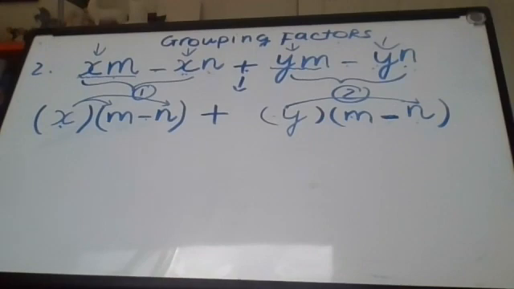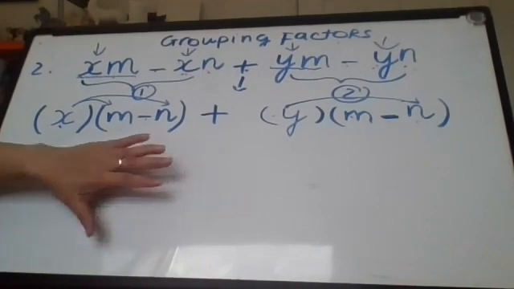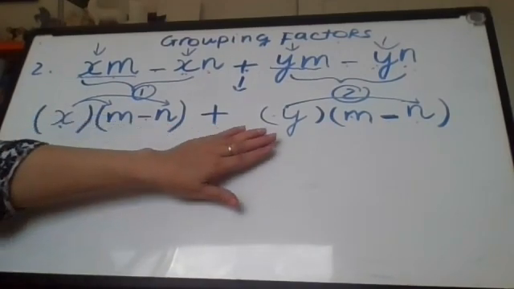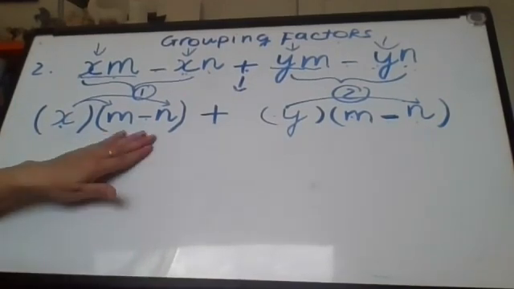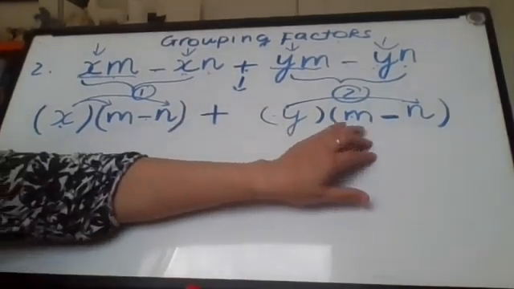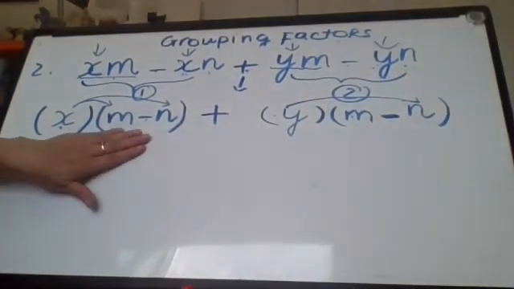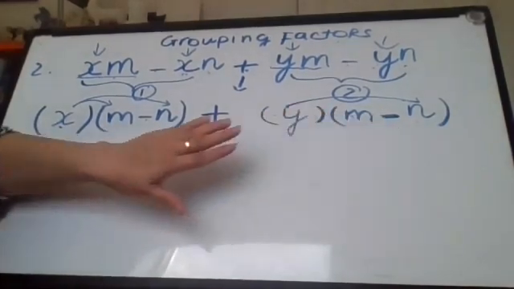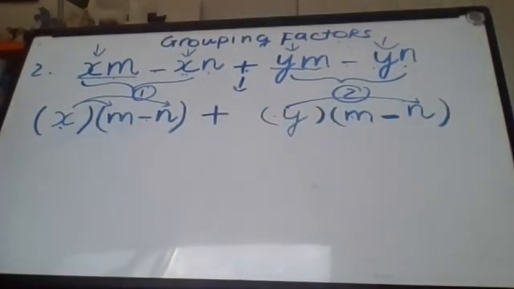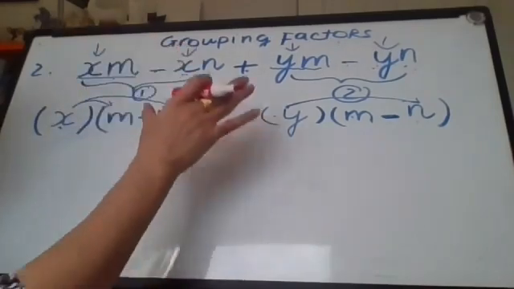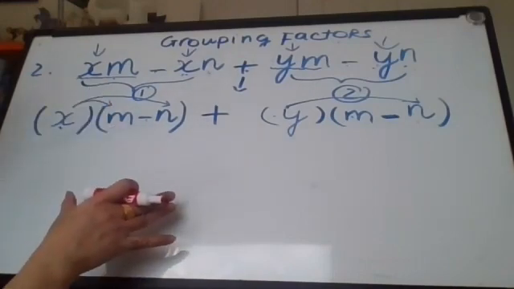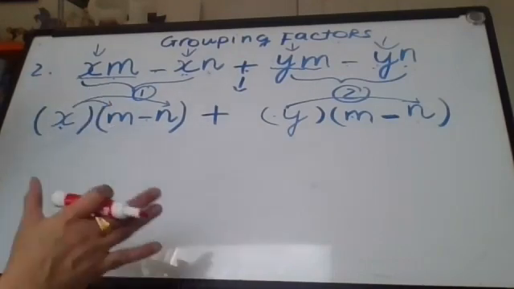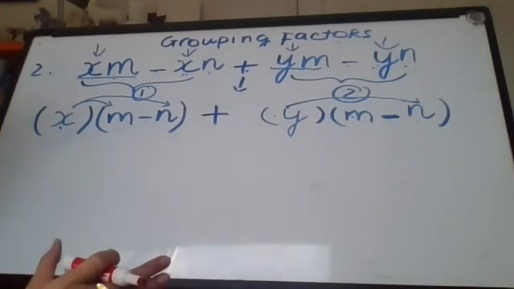But the task is not done right here, because if you look at these 4 brackets, the first brackets, X and Y, they're not the same, they're not common. What about M minus N? What about M minus N in here? Do they look the same? Exactly the same, right? M minus N, M minus N. So it means that you can find another common factor and factor again, right? Don't stop right here. Keep factoring until you cannot go further anymore. That's the rule in math.